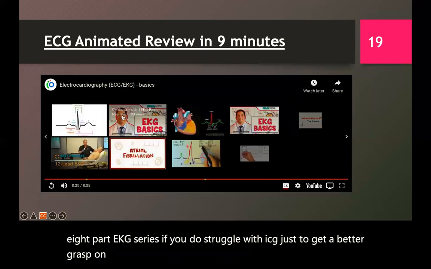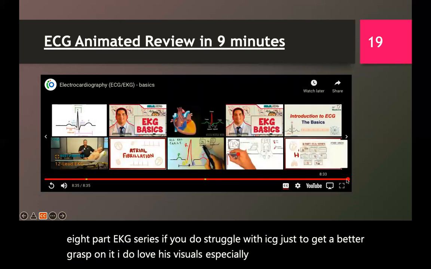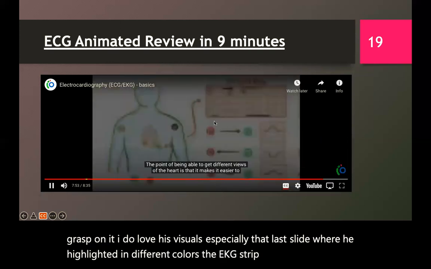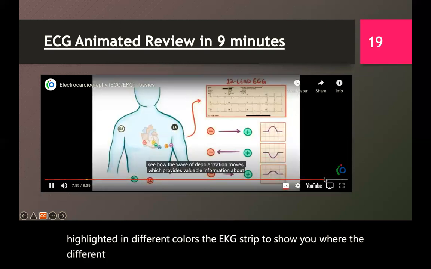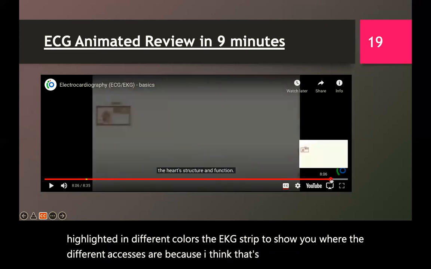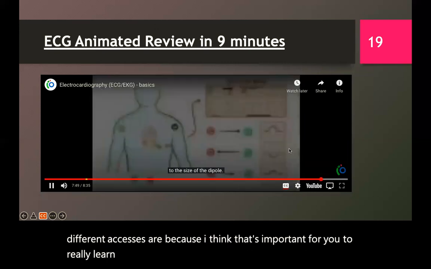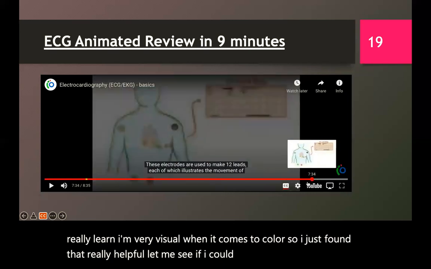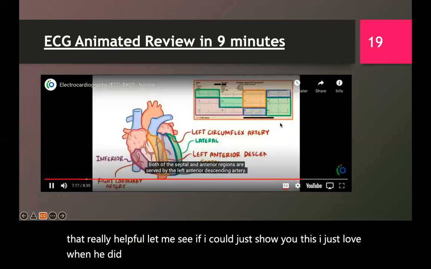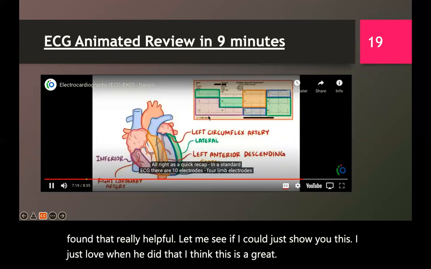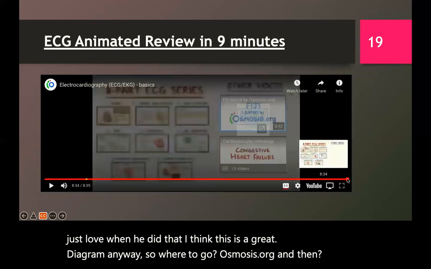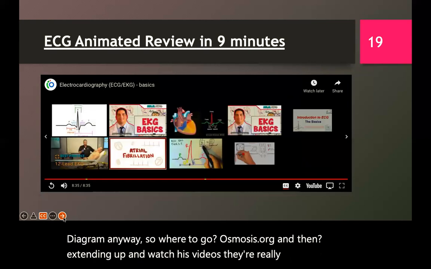I do love his visuals, especially that last slide where he highlighted in different colors the EKG strip to show you where the different axes are, because I think that's important for you to really learn. I'm very visual when it comes to the colors, so I just found that really helpful. I just love when he did that. Anyway, you know where to go, osmosis.org, you can sign up and watch his videos. They're really helpful because I know you guys don't have anything else better to do.